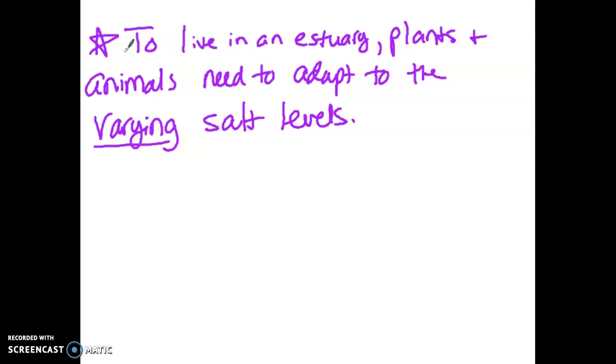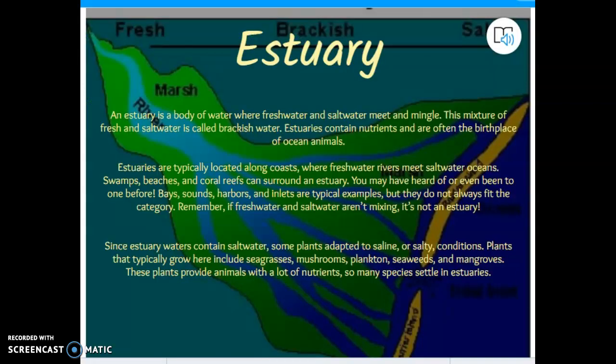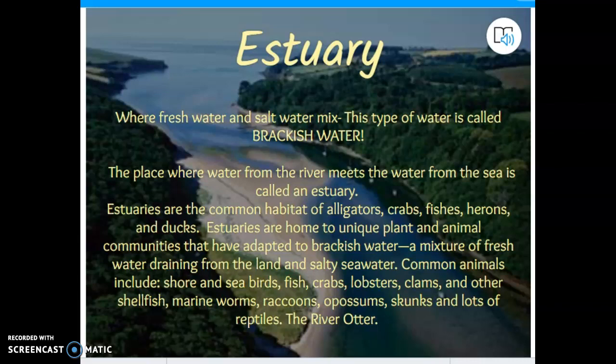How do we classify consumers? By what they eat. To live in an estuary, plants and animals must be able to adapt to the varying or changing salt levels. Something very important that we'll need to talk about. Do you understand the importance of this word? You're going to see it over and over and over again.